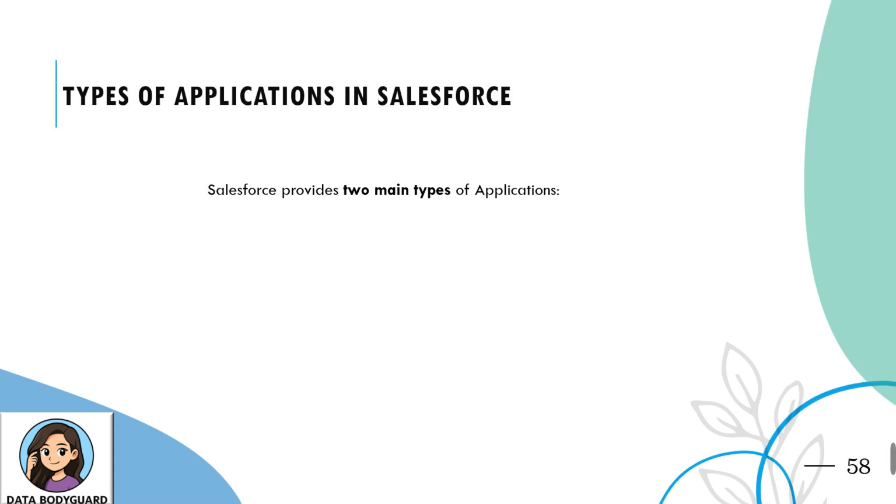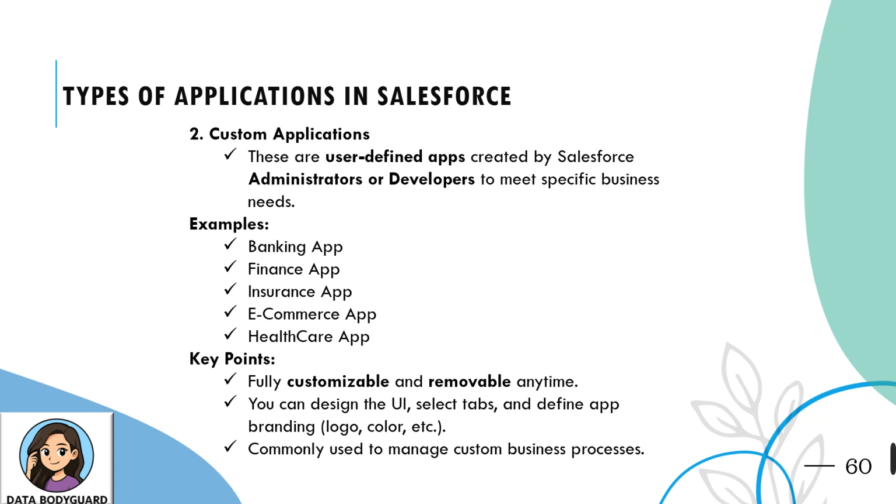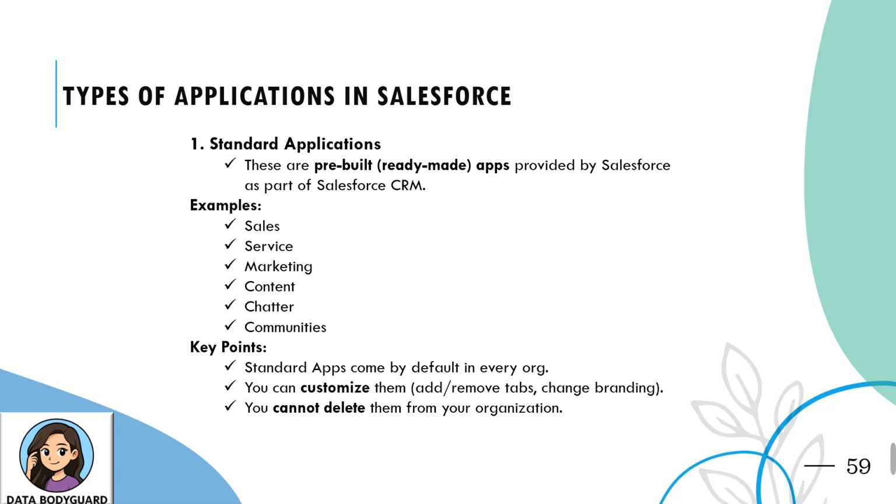In applications also we have types. There are two main types of applications: one is standard, and the next is custom. First, we'll understand standard applications. In Salesforce these are ready-made applications. Whenever we create a sandbox environment, Salesforce automatically provides some applications, some dummy data or dummy applications. These are the predefined applications provided by Salesforce as part of Salesforce CRM.